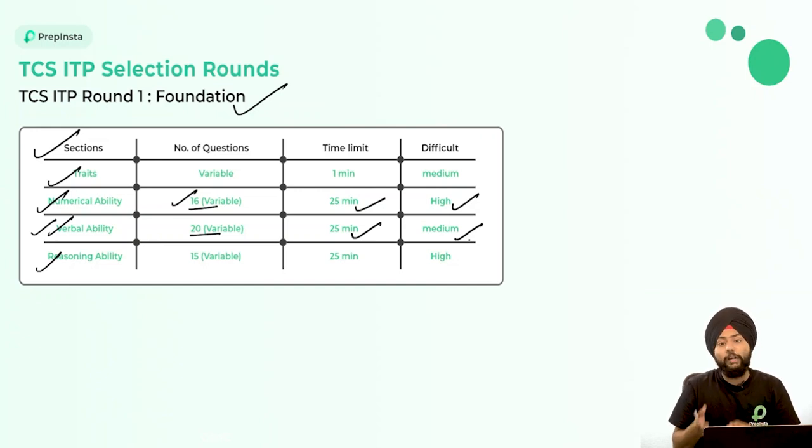If you're talking about the topics, it can be para jumble, because we have already seen that in TCS previous years, TCS NQT and TCS Digital, they ask para jumbles a lot. They ask RC, reading comprehension, a lot in verbal. So the same medium level questions in verbal ability.